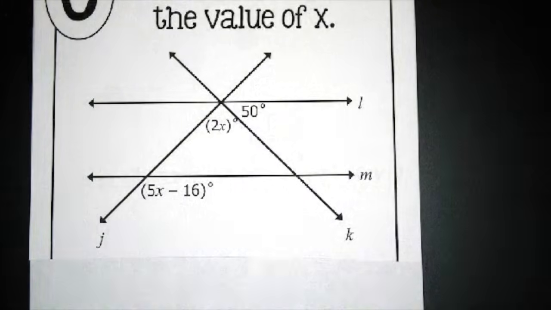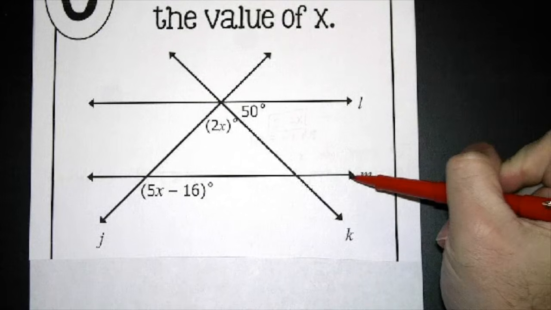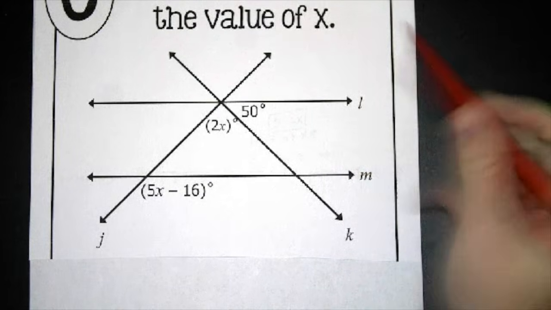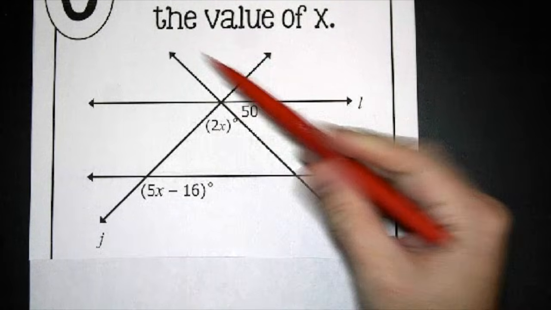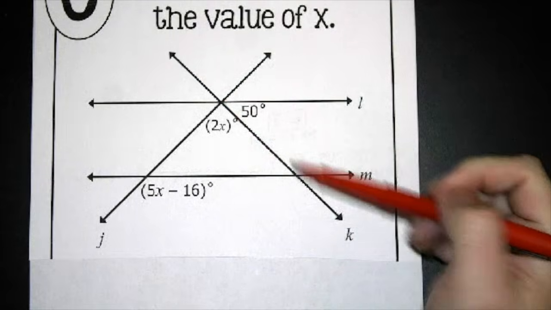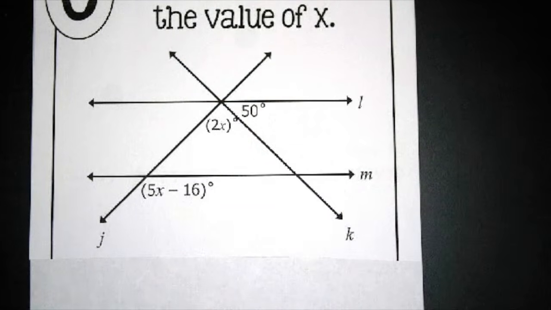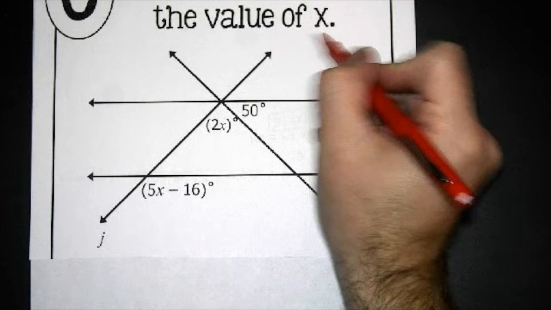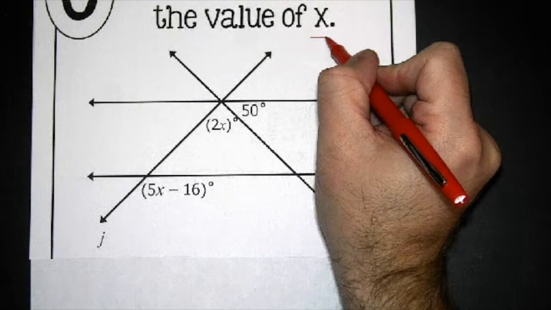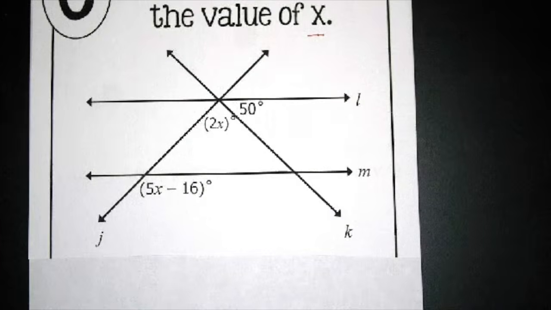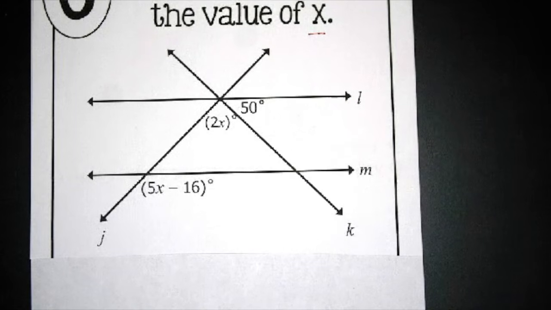Alright, number 6 at first glance looks a little tricky because I've got a lot of different lines and things going on. But if I read the problem, it says that line L and line M are parallel. And in this case, I have two transversals cutting through the parallel lines. But we're not going to let that scare us. We actually have to solve for x in this problem. So the way we're going to tackle this is I'm actually going to use corresponding angles.